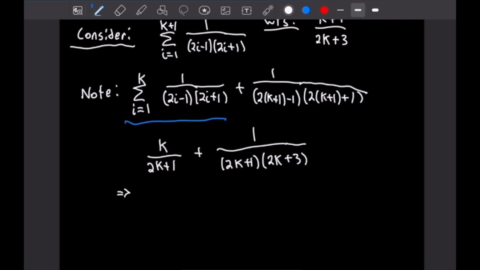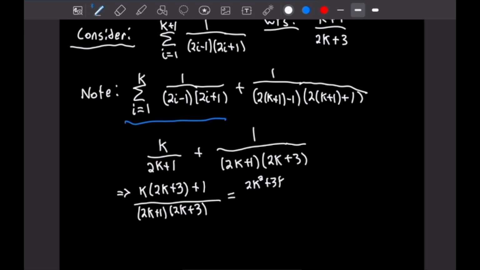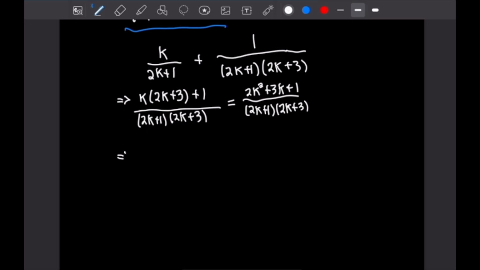So that will give us k times 2k plus 3 plus 1 over 2k plus 1 times 2k plus 3. So let's go ahead and multiply out our numerator there. So we'll have 2k squared plus 3k plus 1 over 2k plus 1 times 2k plus 3. Great. And we want to notice that we can factor our numerator as follows.